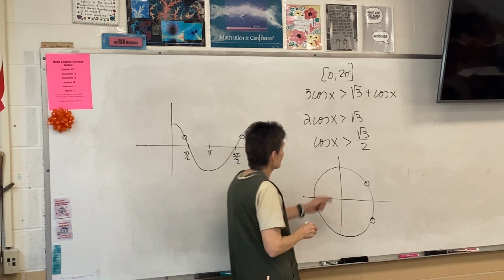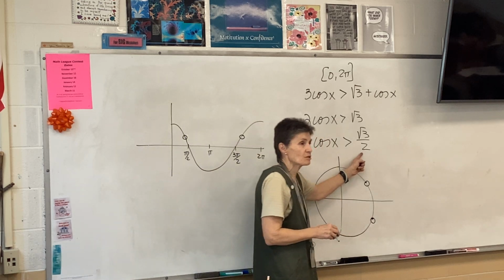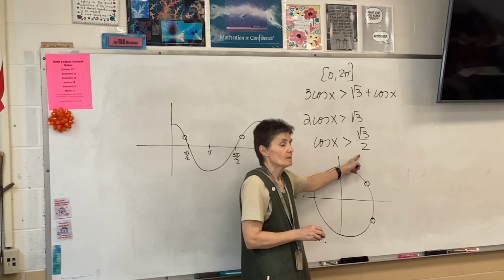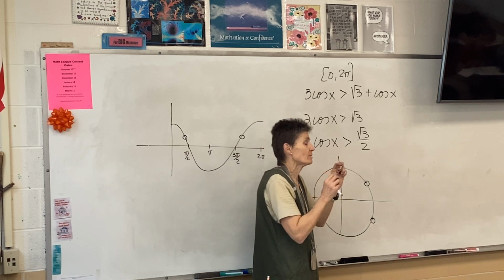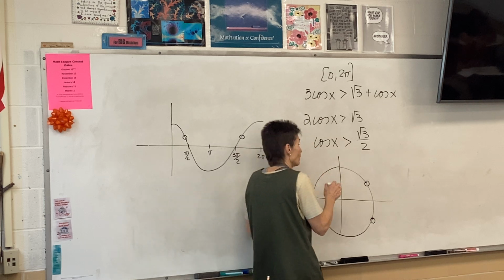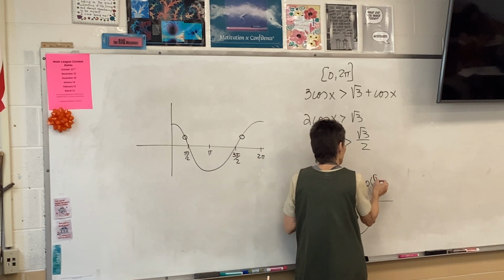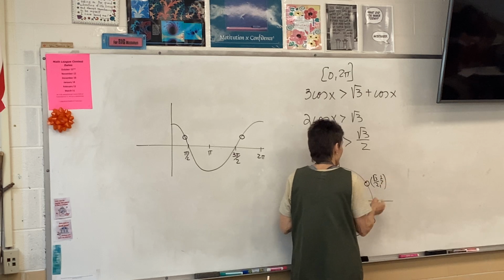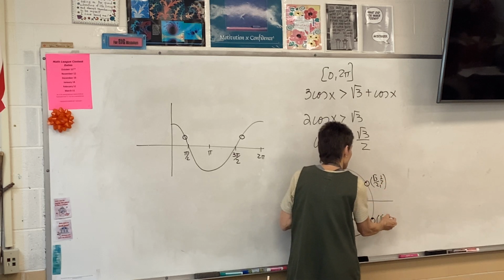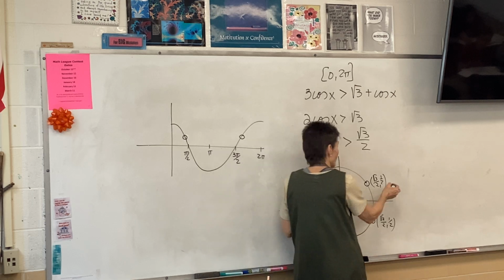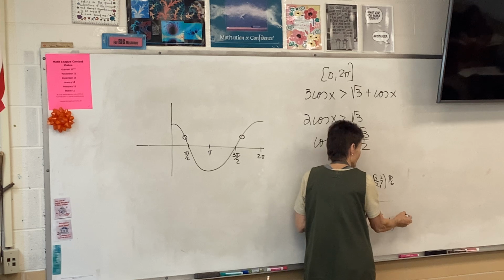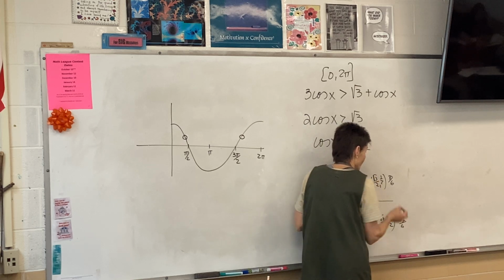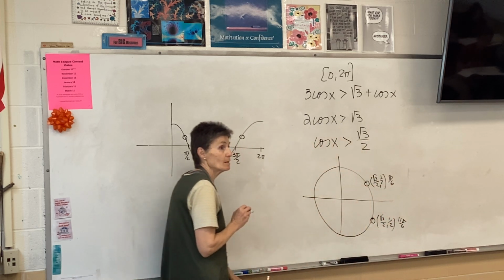All right, did y'all solve it and get cosine has to be greater than root 3 over 2? So then you figured out, okay, where are the points? Where does cosine equal root 3 over 2? What are your angles where cosine equals root 3 over 2? What did you come up with? Pi over 6 and 11 pi over 6? Is everybody okay with that?